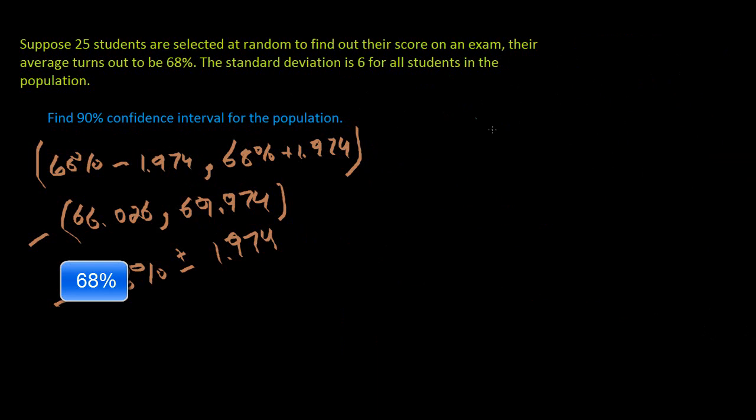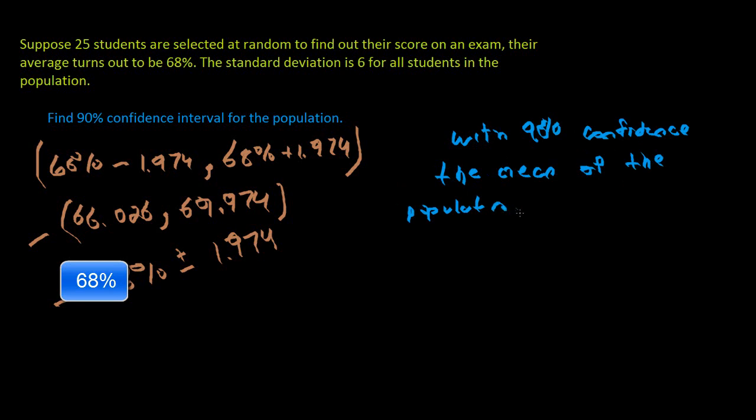You would have to say something like, with 90% confidence, the mean of the population is, then we would give one of these interval notations that we used. Let's say we want to use the bottom one just because it's smaller: 66% plus or minus 1.974. So with 90% confidence, we can say that the mean of the population is between the sample mean 66% plus or minus these values. Or just say the mean of the population is between 66% plus or minus 1.974. So essentially this is how you would formally answer a confidence interval problem.